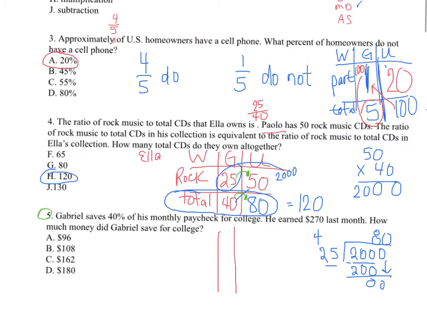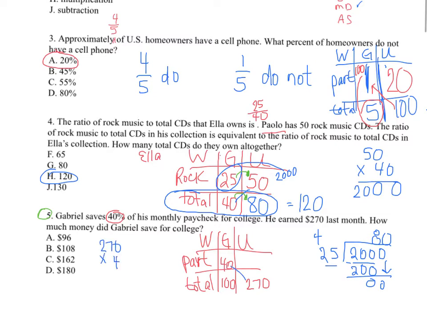Gabriel has saved part of his money. Part and total. When we're talking about percent, we're talking about part and total. So he saved 40%. We know the numerator and denominator there. So there's your given, 40. And what's your denominator on a percent? 100. You guys all knew this the day before the test. He earned $270 last month, which means that's the total amount he had. How much did he save for college? That's his part.